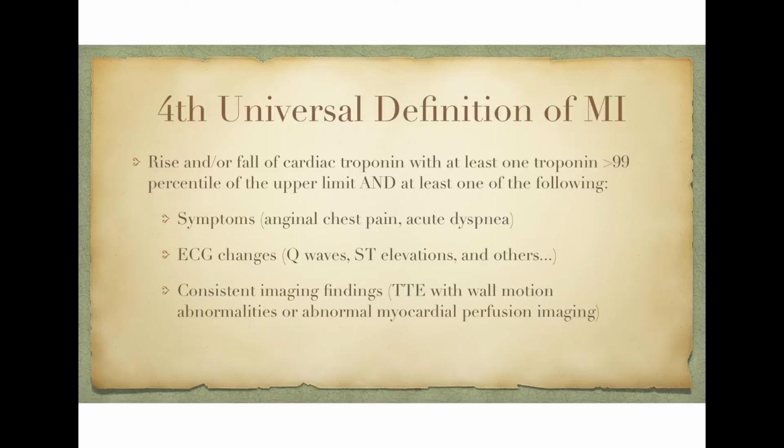Consistent imaging findings, such as a transthoracic echocardiogram showing wall motion abnormalities in a specific location, or a stress test, myocardial perfusion test showing impaired perfusion in a certain localized area of the myocardium. Finally, you could skip straight ahead and do a direct invasive cardiac catheterization and identify a blockage in the arteries themselves. So troponin plus either symptoms, ECG changes, imaging, or directly cardiac catheterization. That's what you need to define something as an MI.